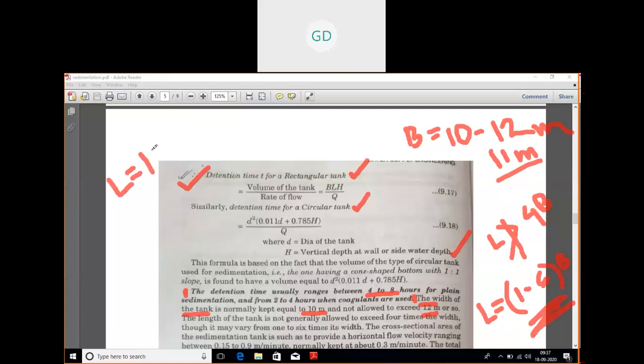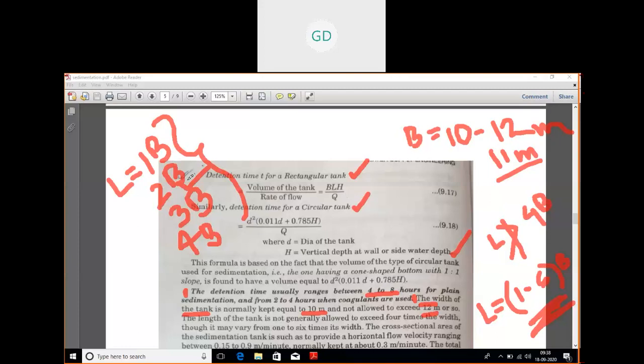it can be 1b. It can be 2b, twice the breadth. It can be thrice b, or it can be 4b. But again it's written here that it cannot exceed 4b, so we can take the length value up to 4b. Since it is already mentioned that the length cannot be greater than 4b, we will assume this length to be 1b, 2b, 3b, or 4b.